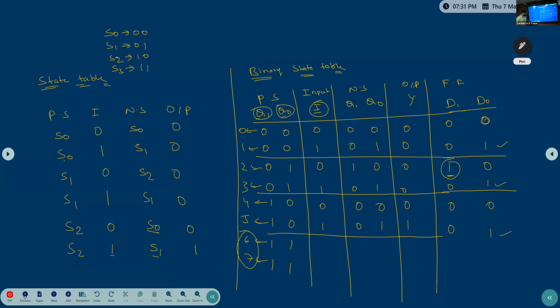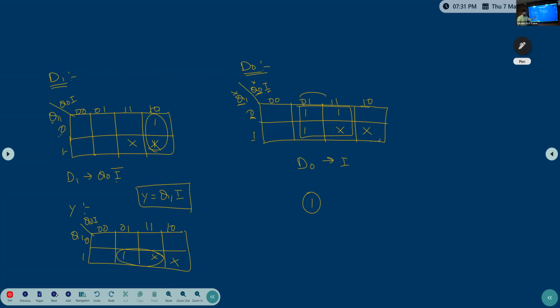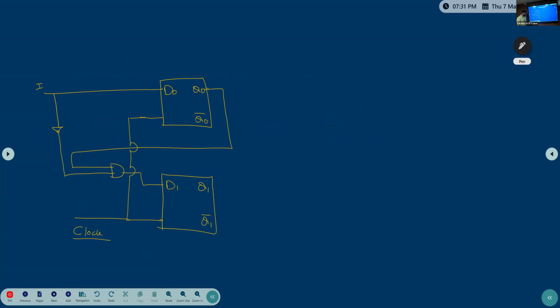Otherwise, you can write directly from here itself also. You can take Q1, Q0 bar I, that is also fine. Or directly you can map Q1 I. So Q1 is this one, right? Q1 I need to take, and I also I need to take. These two I need to give to the AND gate, and this will be the output Y.